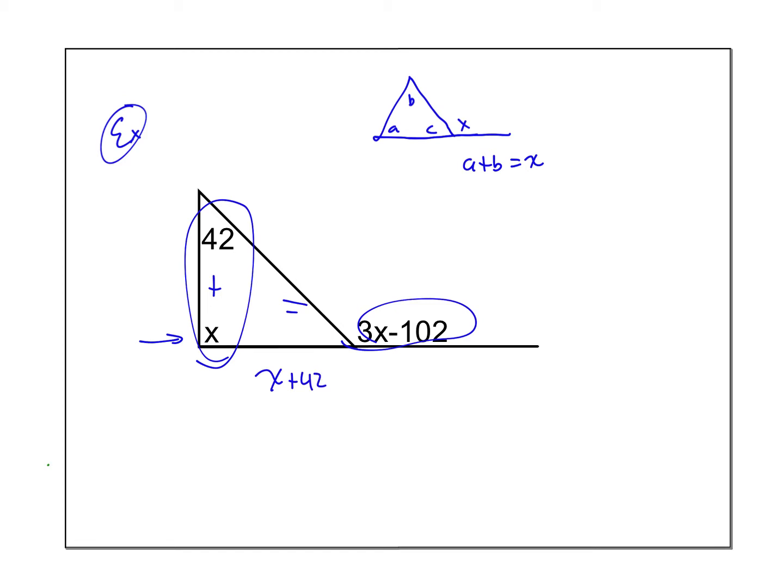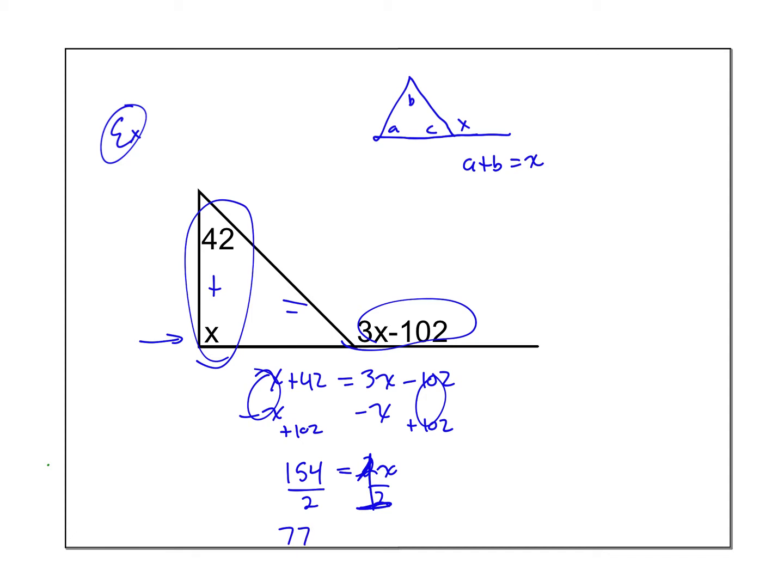So it's just X plus 42 equals 3X minus 102. Then a few algebraic steps. So that is going to be 154, and that will be 2x divided by 2. That becomes x. 154 divided by 2 will be, let's see, 77. So x will be 77. But this is an idea that a lot of students forget, so I want you to remember: these two, the remote interior angles, are equal to the exterior angle.